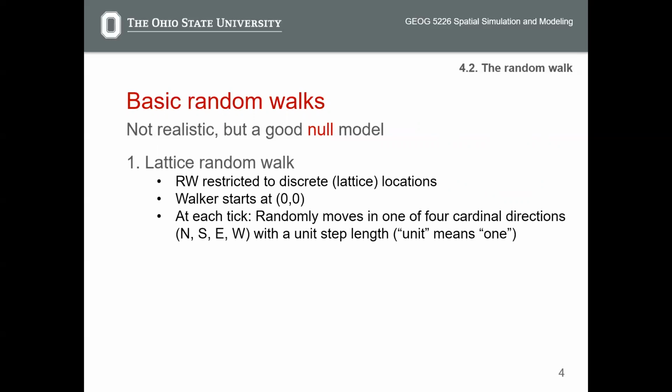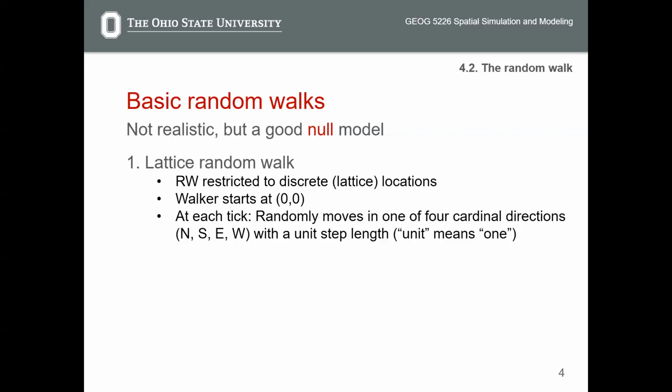The first type is called lattice random walk. So RW restricted to discrete locations, or you can say restricted to a lattice with a lot of cells, right? And the walker starts at 0, 0. Of course, this 0, 0 can be any cell on this lattice as long as it is the original location of this walker. Usually it's in the center of this lattice, but it's not restricted to the center of the lattice, okay?